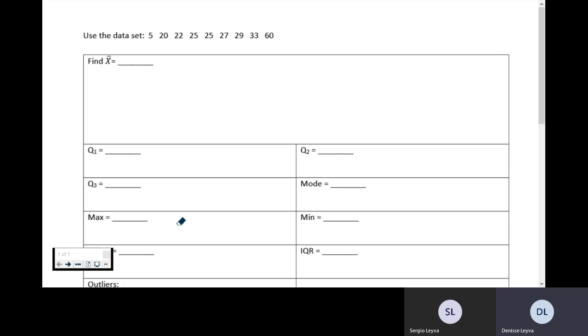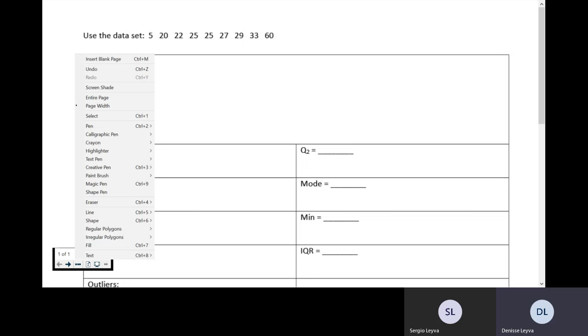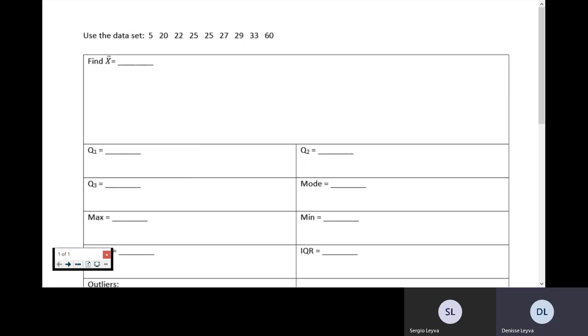This is where we did that project where you guys were in groups and you had to ask 15 different people. So we're going to go over how to find each thing that we learned throughout that unit. The first thing we have here is to find x-bar, an X with a bar. This is the same exact thing as your mean. So how do you find the mean?